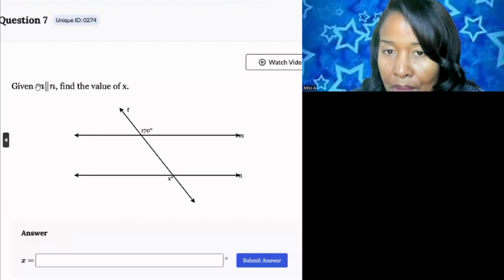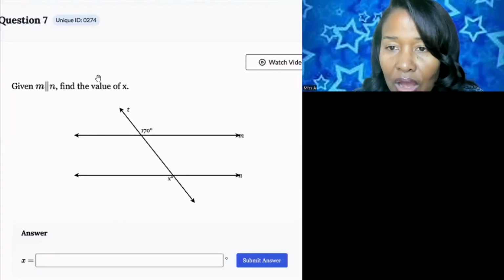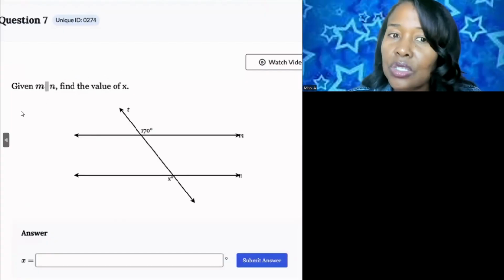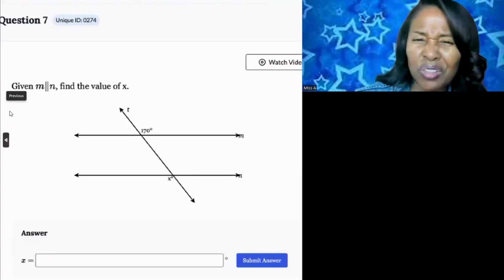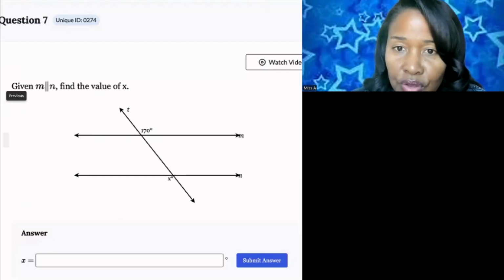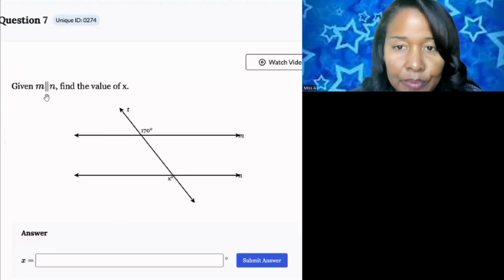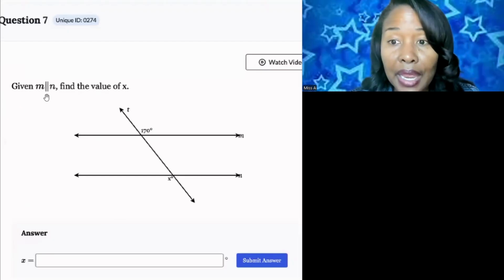Given M is parallel to N, find the value of X. So in a geometry class or any math class, it's so important to understand what all the different symbols stand for. So if ever you see a symbol like that, we would say is parallel.